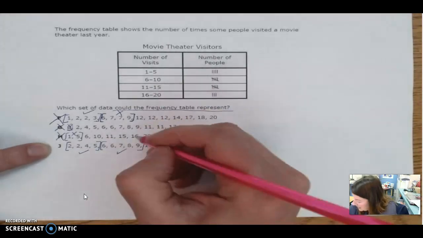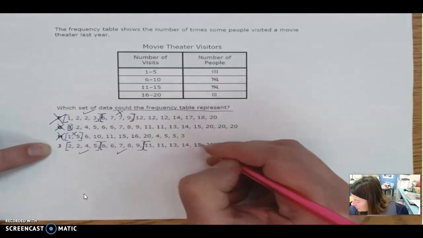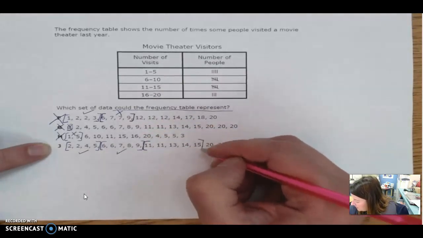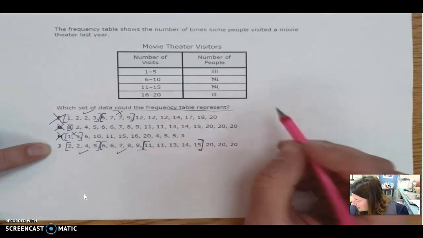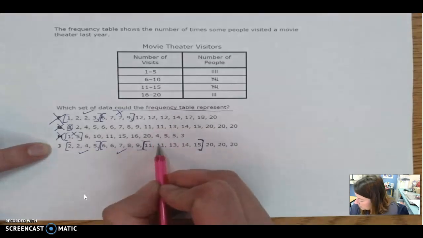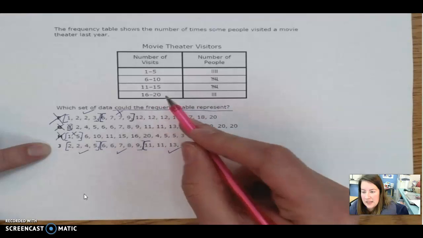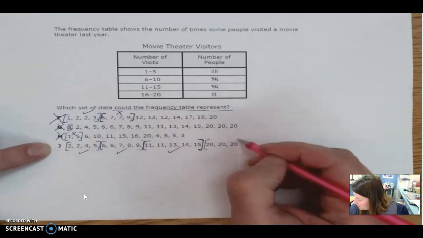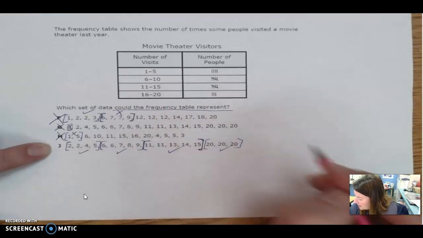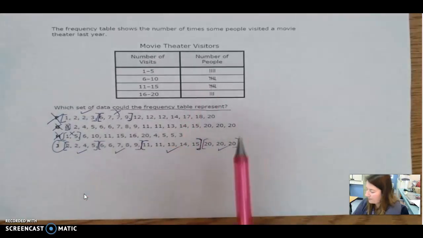11 through 15. Now, I do include the 15 because it says through 15. 11 through 15, I should still have 5 numbers. 1, 2, 3, 4, 5. That one works out. And then 16 through 20, which would be these 3, I should have 3. So J does match this frequency table.